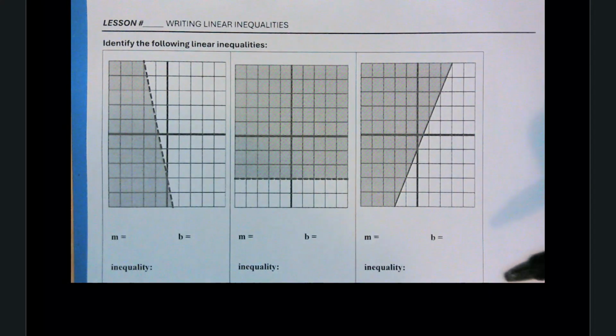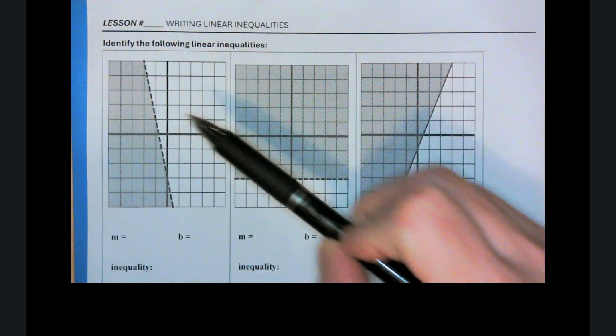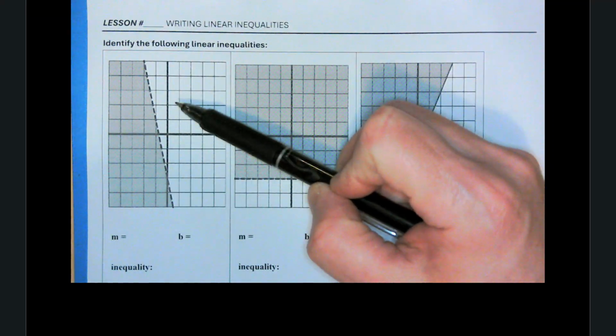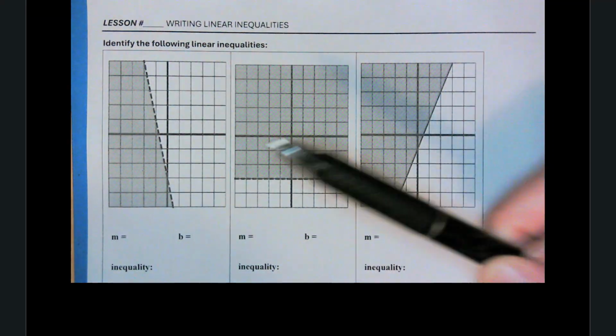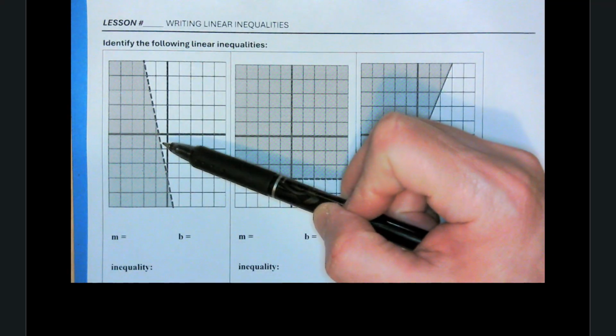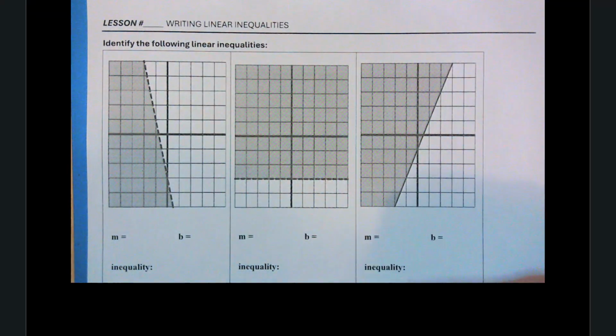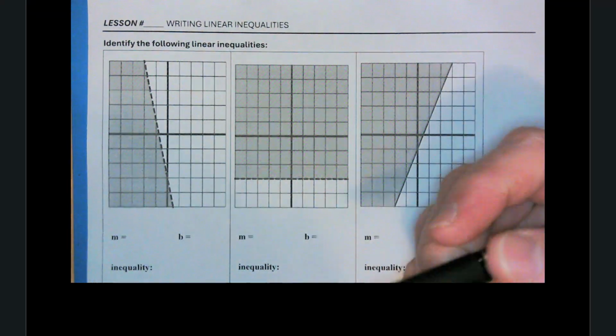Hello and welcome. In today's lesson, we're going to write linear inequalities when you're given a graph of that inequality. So basically, before we had an equation and we made a graph. Today, we're going to have a graph and we're going to write an inequality. So let's see how we do this.